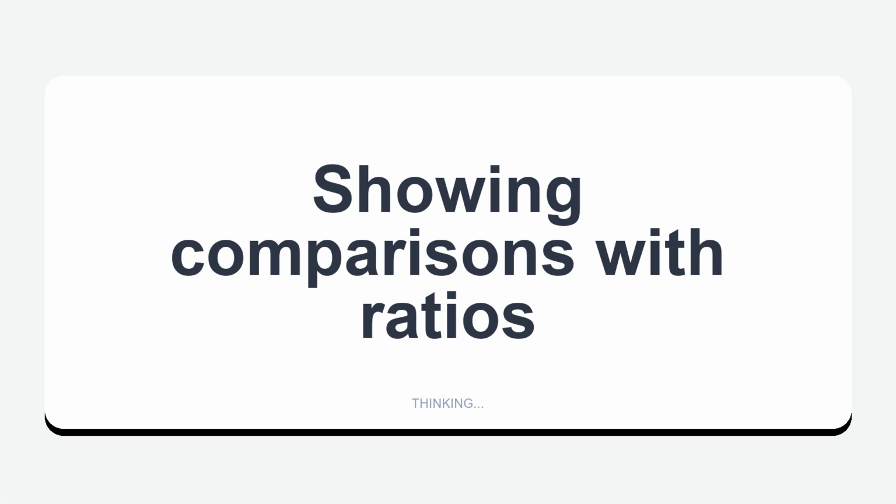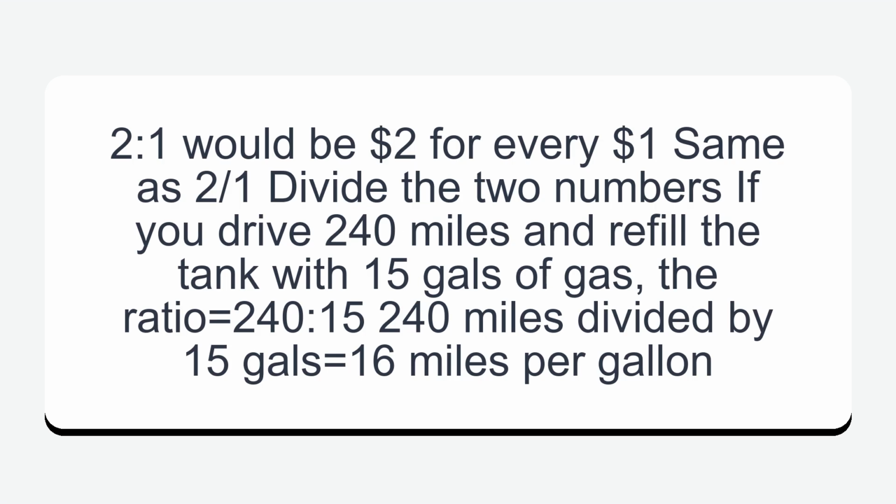Showing comparisons with ratios. 2 to 1 would be $2 for every $1, same as 2/1. Divide the two numbers. If you drive 240 miles and refill the tank with 15 gallons of gas, the ratio equals 240 to 15. 240 miles divided by 15 gallons equals 16 miles per gallon.